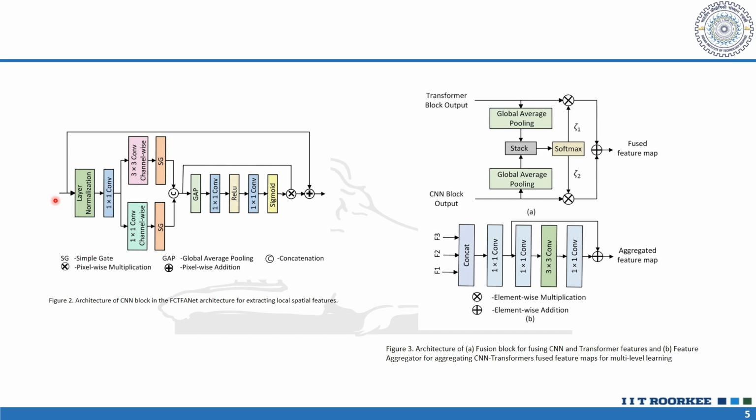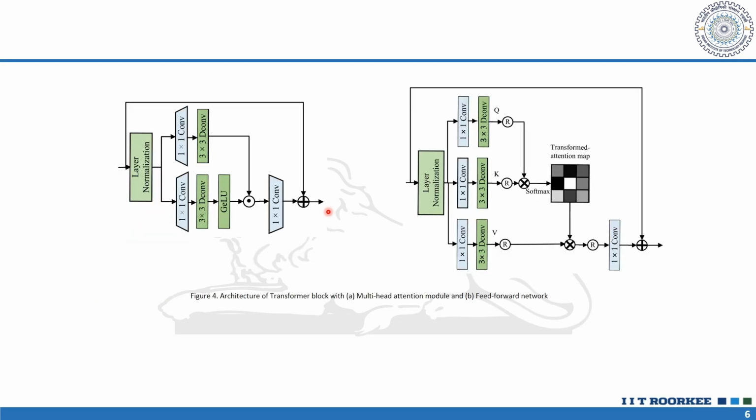For the CNN block, we used this architecture. The input features will be layer normalized, passed through the 1x1 convolution, and then processed with the help of a 1x1 convolution and 3x3 convolution layer. A simple gating mechanism will be used to mix the features, and the features will be concatenated together and passed through a simple attention mechanism. And finally, we will get the processed feature map from the CNN block. For the transformer, we used the multi-head attention module, and this is the feed-forward network for it.